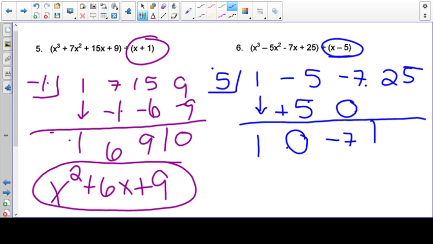So I have negative 7 times 5, which is negative 35. So 25 minus 35, which is negative 10. So my answer is x squared plus 0x, which means I don't have anything, minus 7, with a remainder of negative 10.